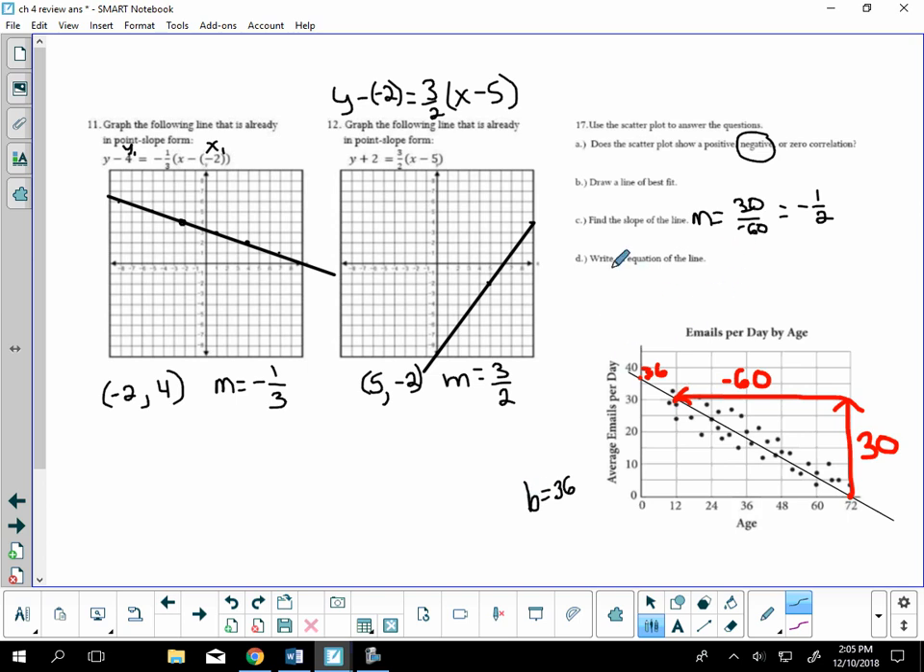So y equals -1/2 x plus 36. And you might get something slightly different, but the numbers should be fairly close.